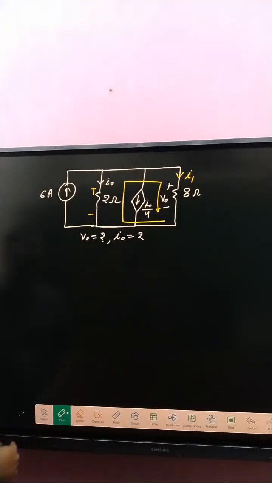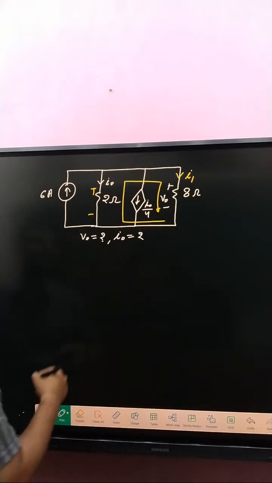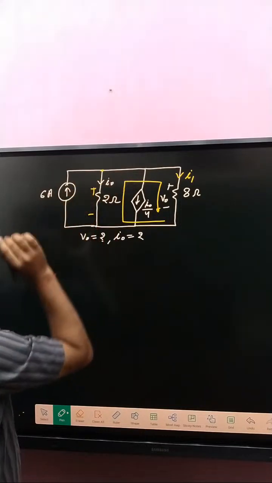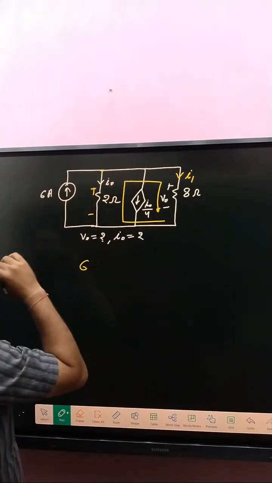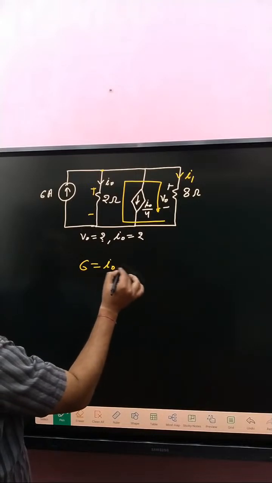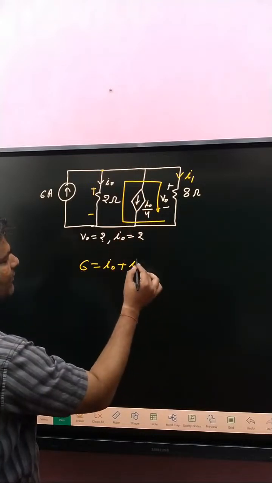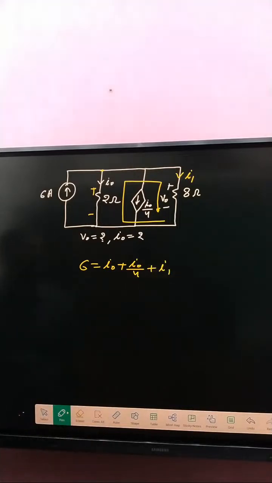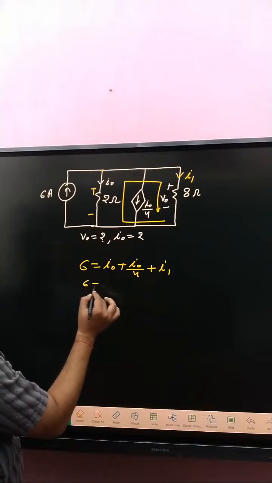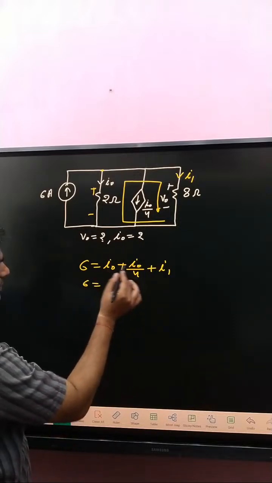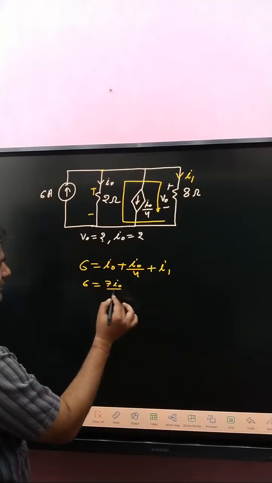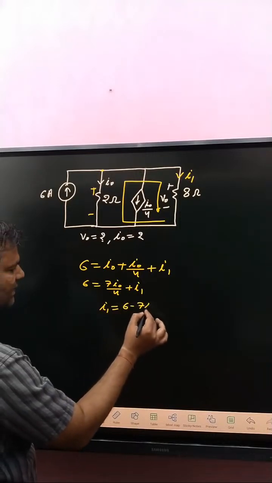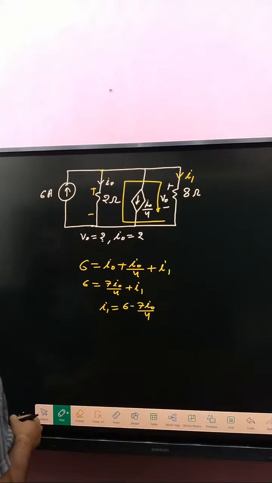If you apply KCL at that node, incoming current is 6, outgoing current is I naught plus I naught by 4 plus I1. So 6 will equal 5 I naught divided by 4 plus I1. So I1 is written as 6 minus 7 I naught divided by 4.